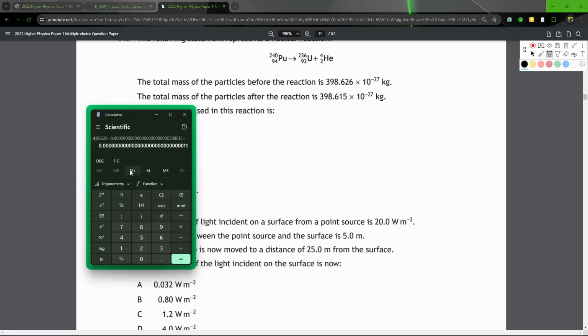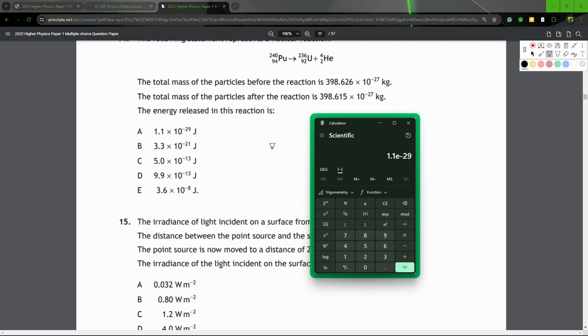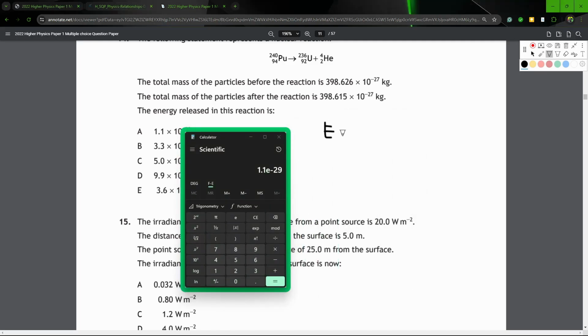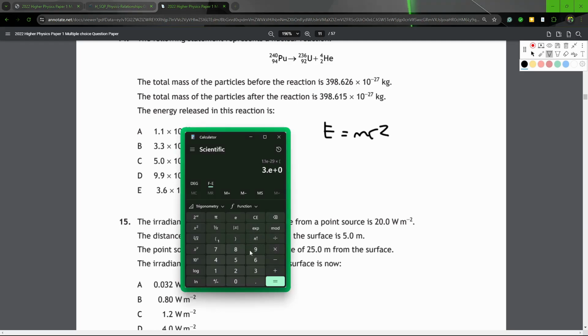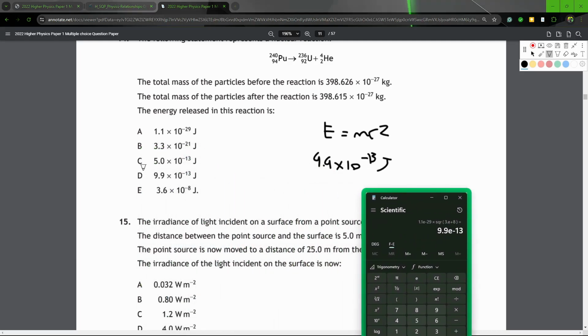Boom, and we'll get this infinitesimally small number, 1.1 times 10 to the minus 29. Remember, E equals mc squared, most famous equation ever, probably. So we've got the mass, and c is a constant, 3 times 10 to the 8, the speed of light. So I'm just going to go 3 times 10 to the 8, and then square it, see what we get. 9.9 times 10 to the minus 13 joules. Let's see if we got that. Oh, there we go. It's D.